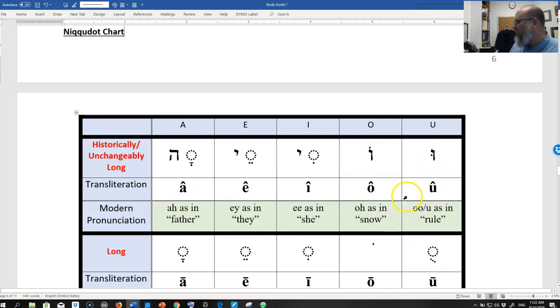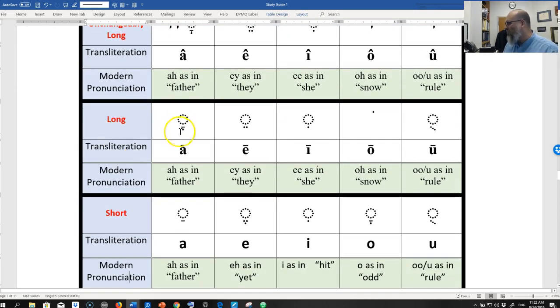So all of these, vowel mark and a letter, unchangeably long syllable. Now, if you just get to the long A, E, I, O, and U, notice the difference in transliteration is you go from the little pointy hat, that's the first one, to the flat roof over all of them, A, E, I, O, U, flat roof over all of them. These are just the long letters by themselves. Kamets, Tsere, Hirik, Holam, Kibbutz. All right?